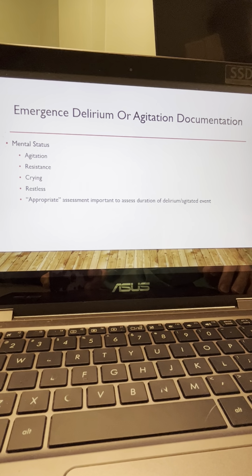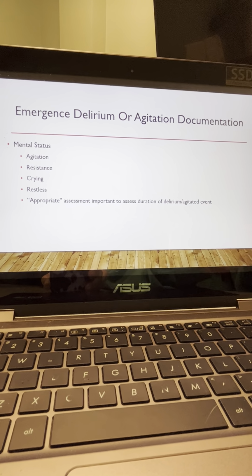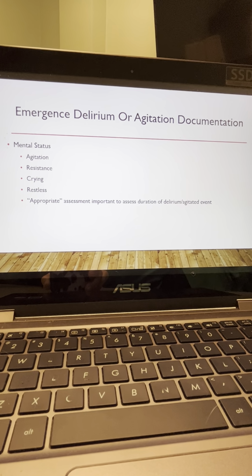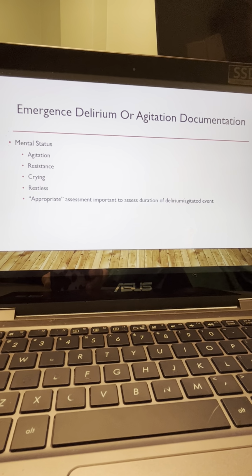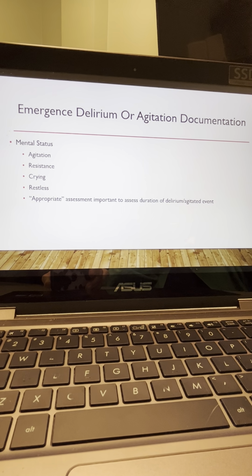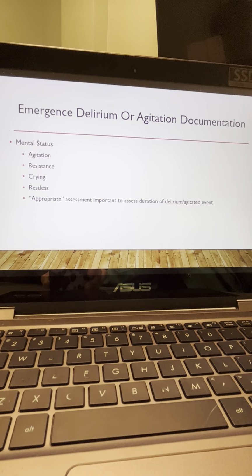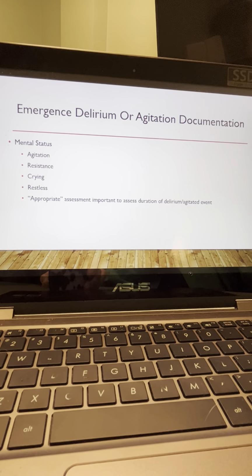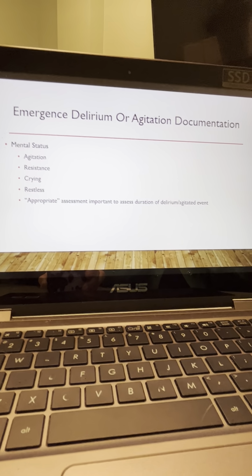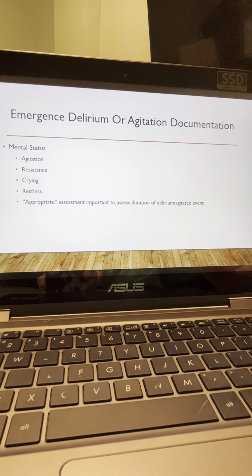So delirium, agitation, documentation. It's going to be really important that you document that mental status. Agitation, resistance, crying, restlessness. If they're restless and they're going, I want this off, it's probably not delirious, it's probably just they want stuff off. And I usually right click and document, he's fighting to get their IV out. I mean, that's pretty common.